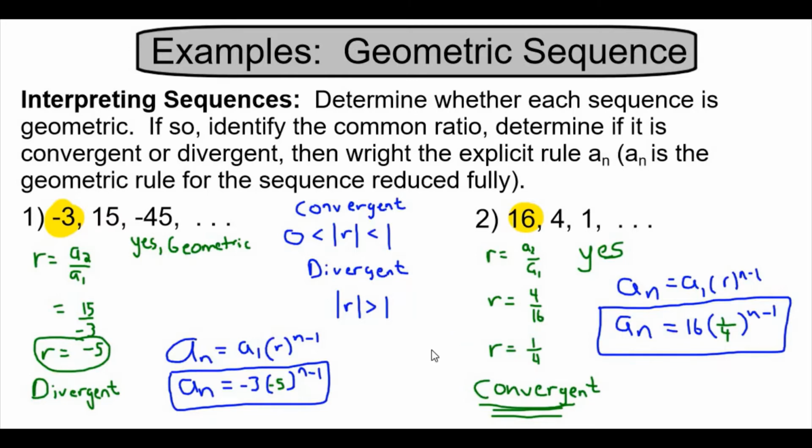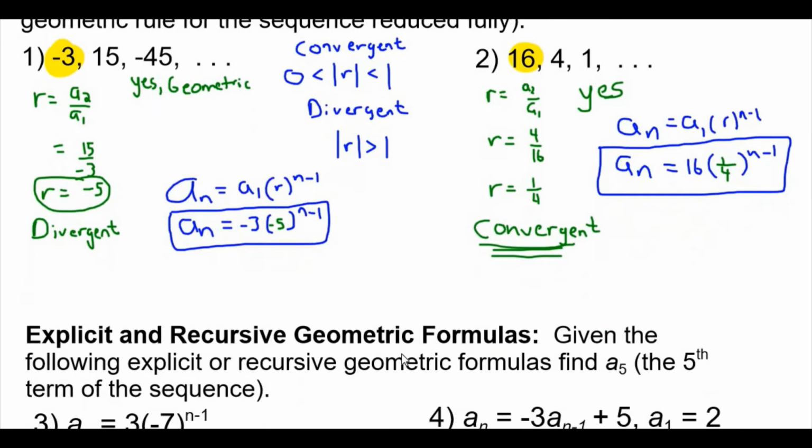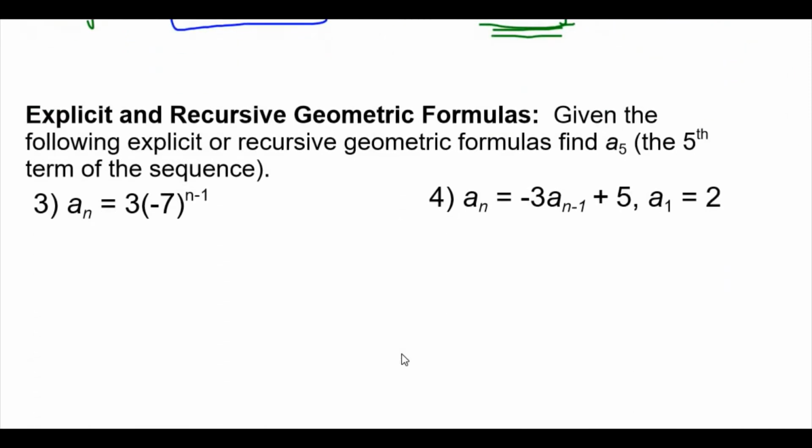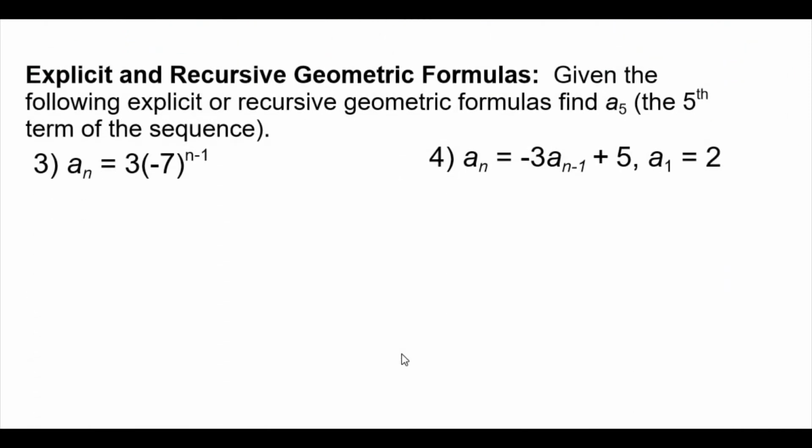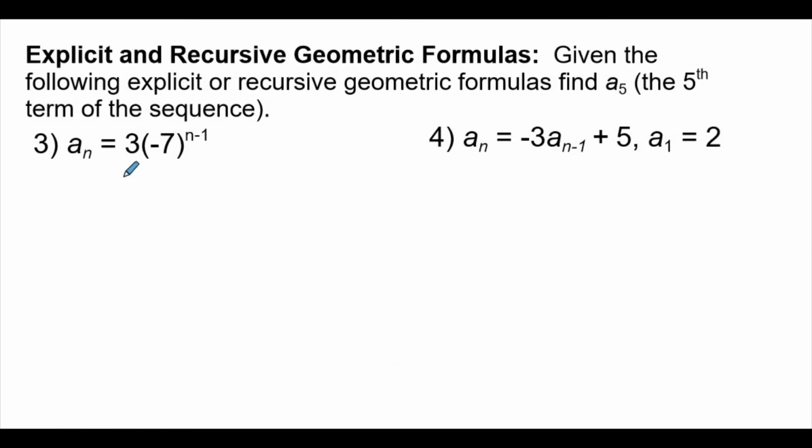All right, so now we're going to find just given equations. We're going to learn how to use them to produce sequences. So in number 3 here, they gave us a formula, and they say, hey, given the explicit formula or recursive geometric formulas, find A of 5. And of course, you could iterate this, but we've kind of learned that it's really not a great way to do it. I mean, if you want to do that, you're going to have to start at a1 and you're going to multiply 3 by 7 each time. And that's how you'll do it.